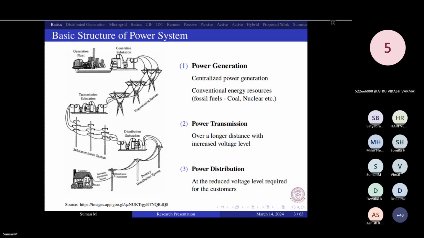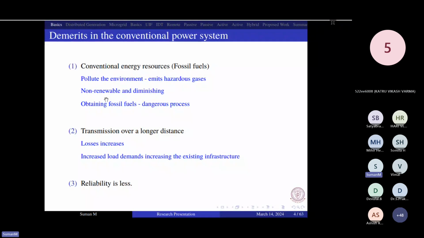So now there are two main problems we have seen. One is these fossil fuels, and it is dangerous. The process of obtaining these fossil fuels is dangerous in nature, and it is going to pollute the environment in one way or another, and it is going to be diminishing in nature.